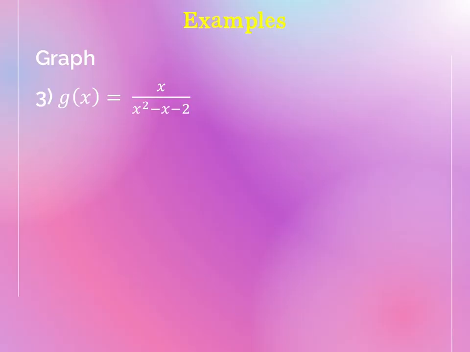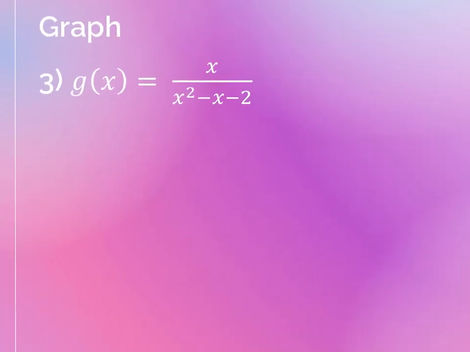Example 3. So what we need to do is first see if we can simplify anything. I can't just cancel out random x's because, again, remember this is attached here. So let's go ahead and look for our asymptotes.